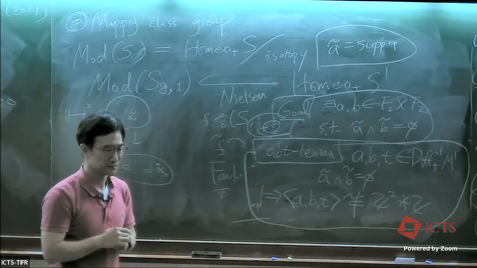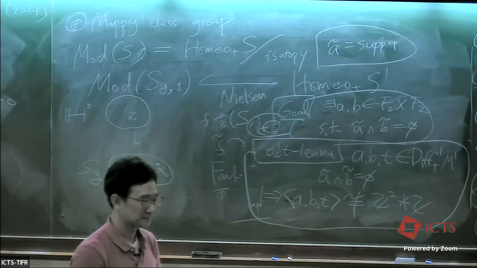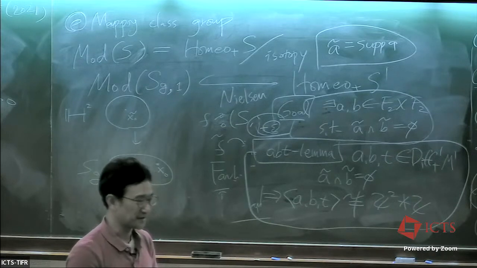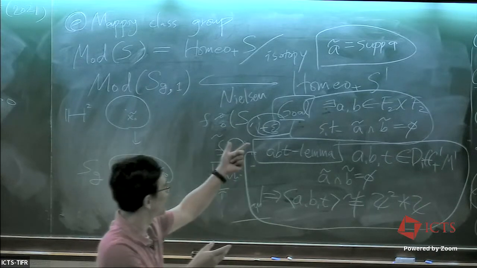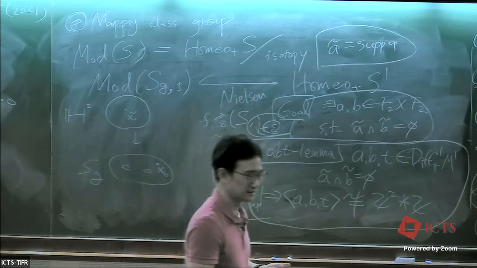So this support is disjoint in that both A and B have like fixed point sets. That's right. Of course, the supporting intervals can be countably many, they can accumulate, but still, yeah.